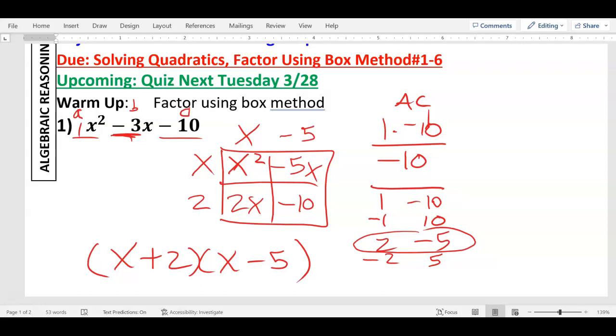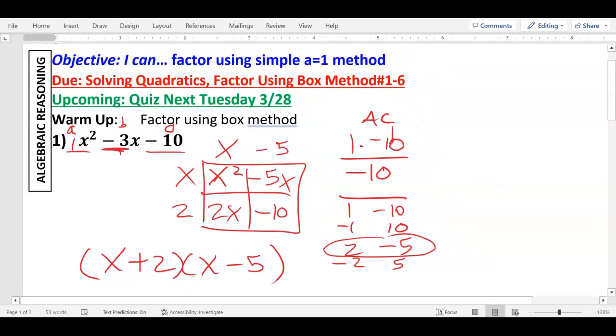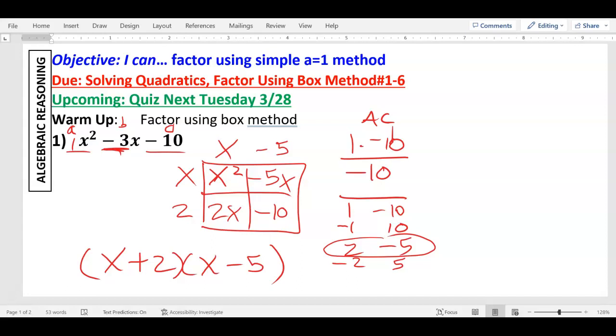Do you see at the top here where the assignment from the last 2 days, I only want you to do number 1 through 6, okay? The backside had some errors, so yeah.